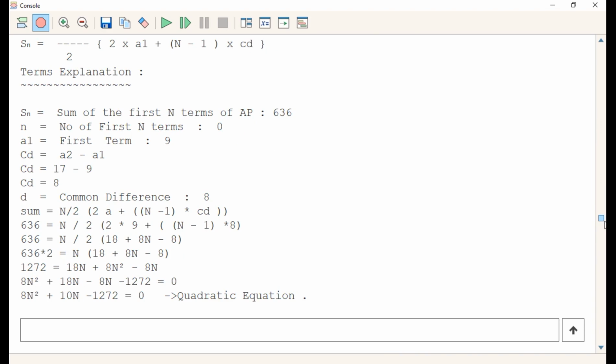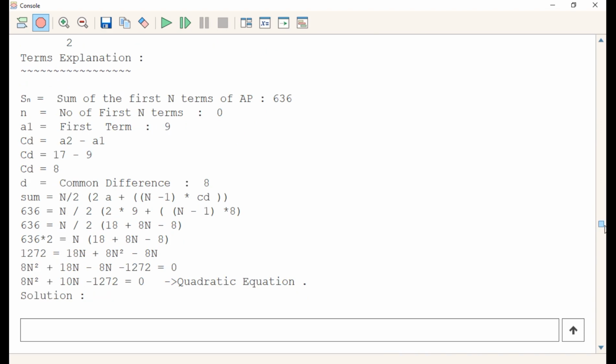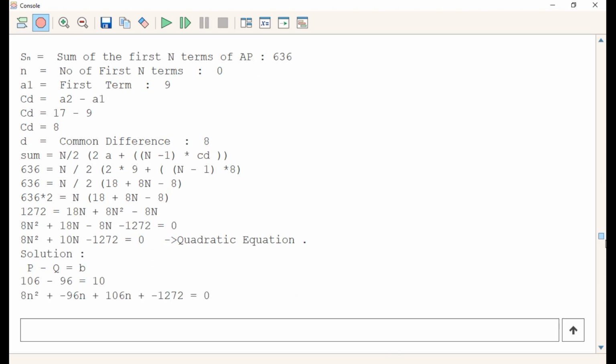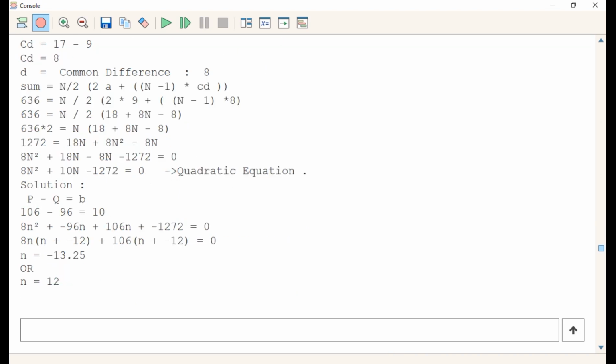On simplifying the formula, it results in a quadratic equation. It gives two values for the x variable. Only positive values of x are considered, because the number of terms can never be a decimal value or negative value.